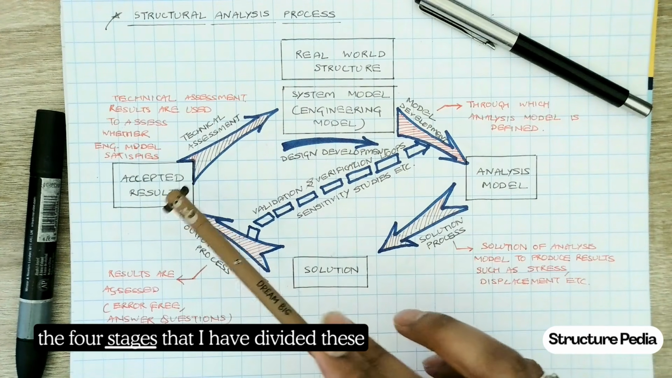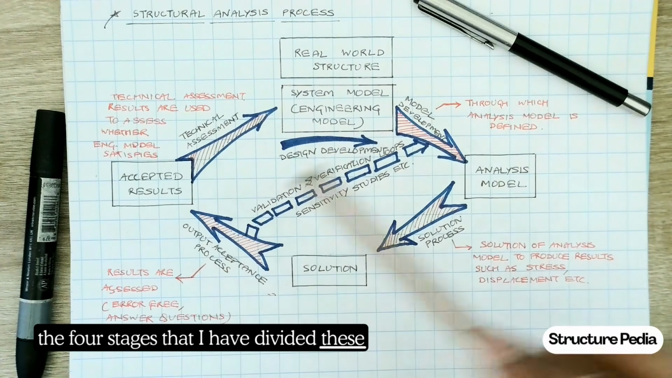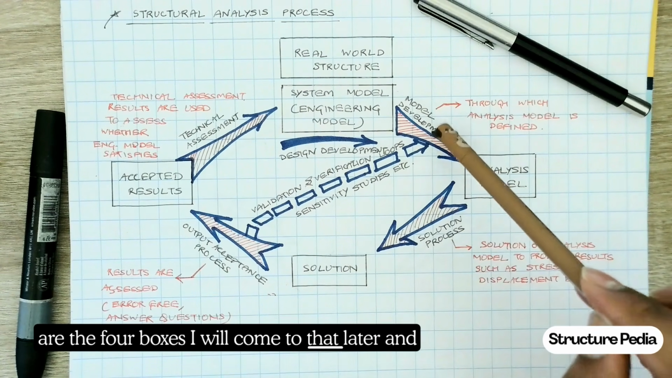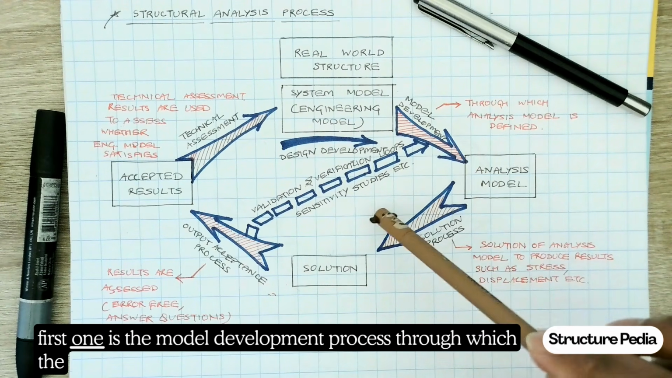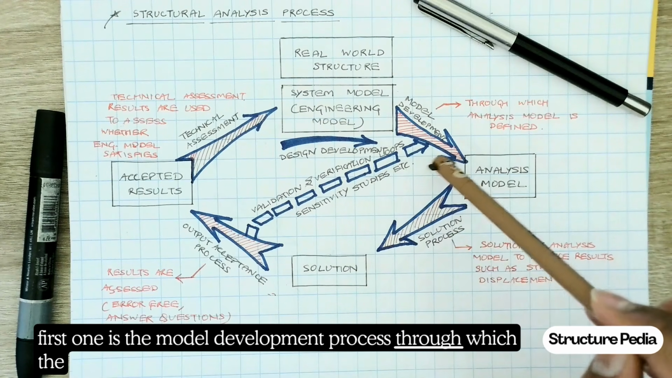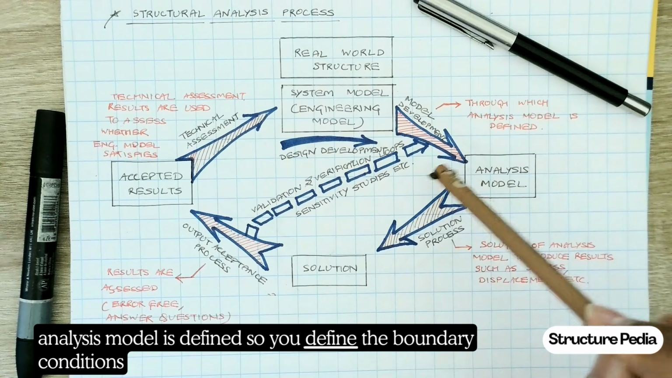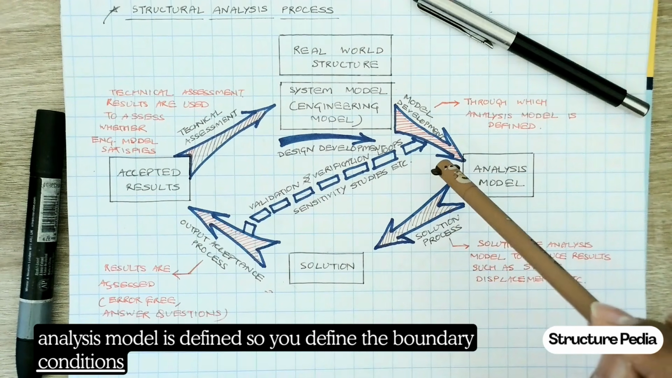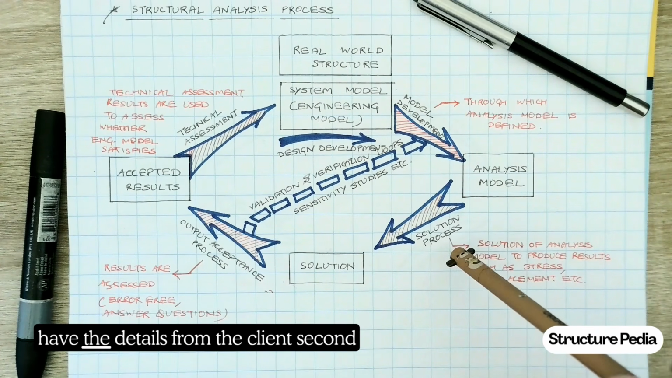So the four stages that I have divided into, these are the four boxes. I will come to that later, and before that I will discuss these arrows that we have. The first one is the model development process, through which the analysis model is defined. So you define the boundary conditions, you define the geometry, you define all the things that you have been given in the drawings, or the details from the client.